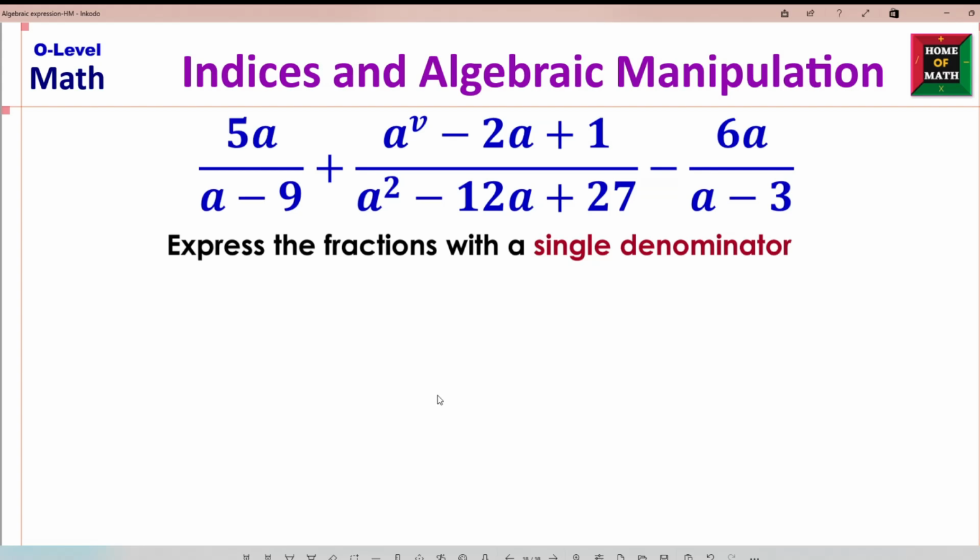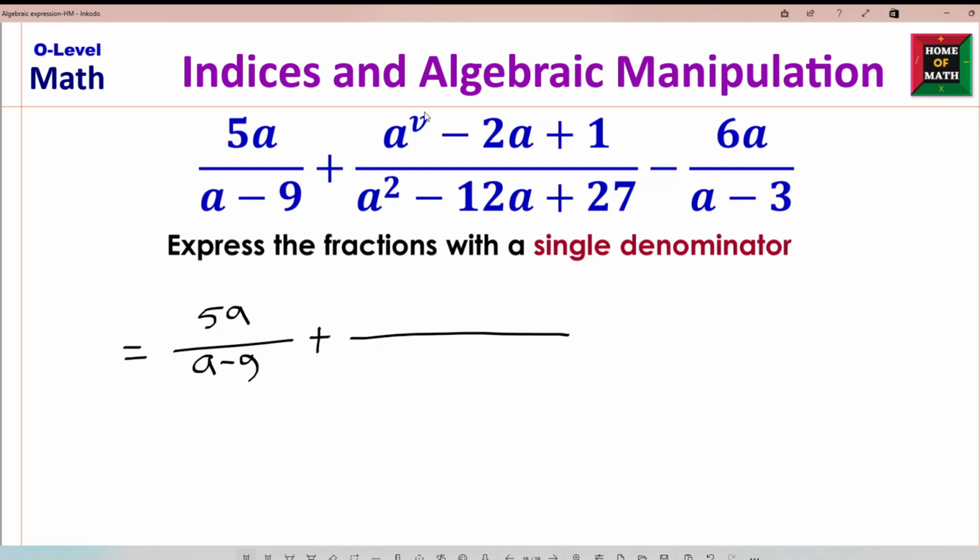Here three fractions are being combined. Our target is to make a single denominator from these fractions. Let's start. Here is 5a divided by a minus 9. We will not do anything with this one at this moment.